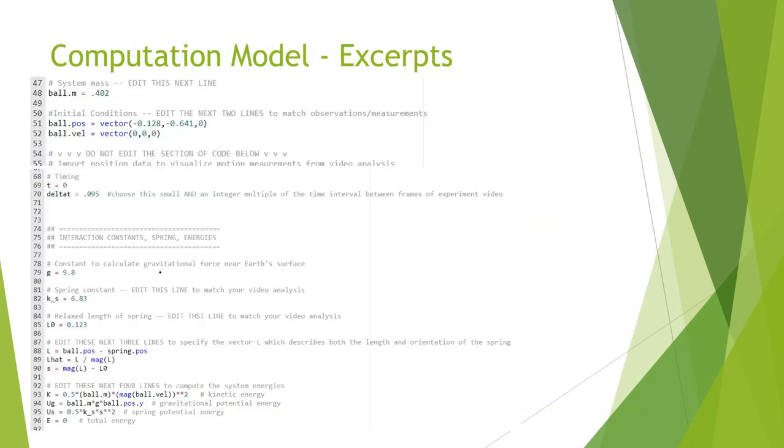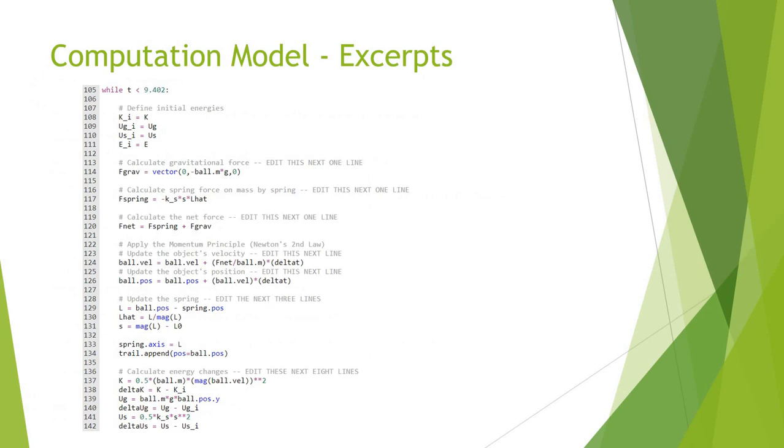Here's an excerpt from my computational model. As seen, I first set the mass of the ball and its initial position and velocity vectors. I then defined g and found the spring constant by utilizing the period of oscillation in the y direction, as well as the relaxed length of the spring. Finally, I calculated the energies of the system by using formulas previously elaborated on.